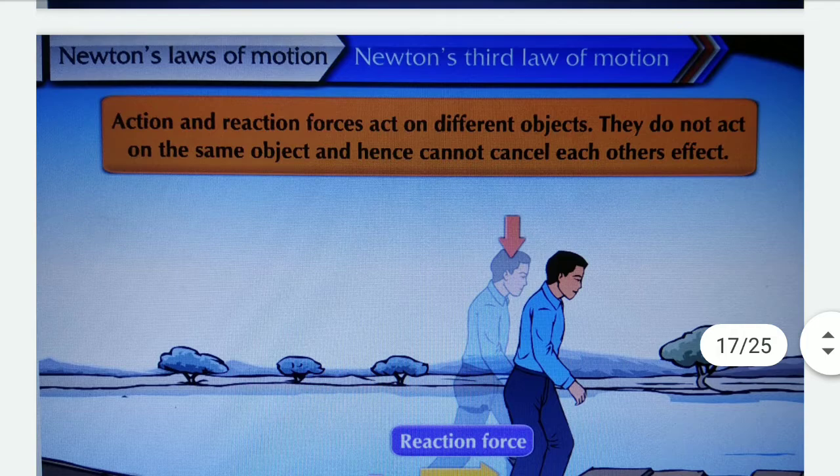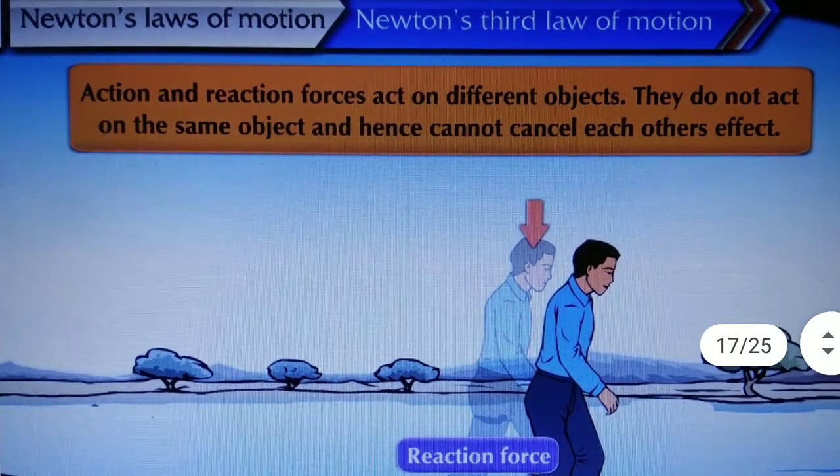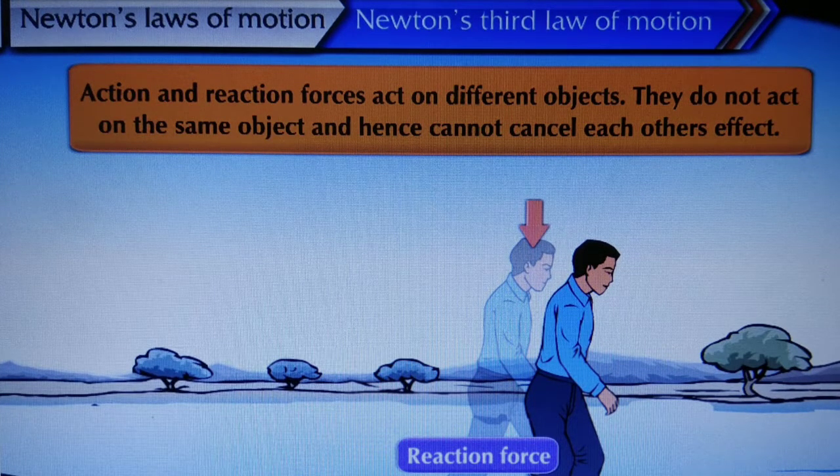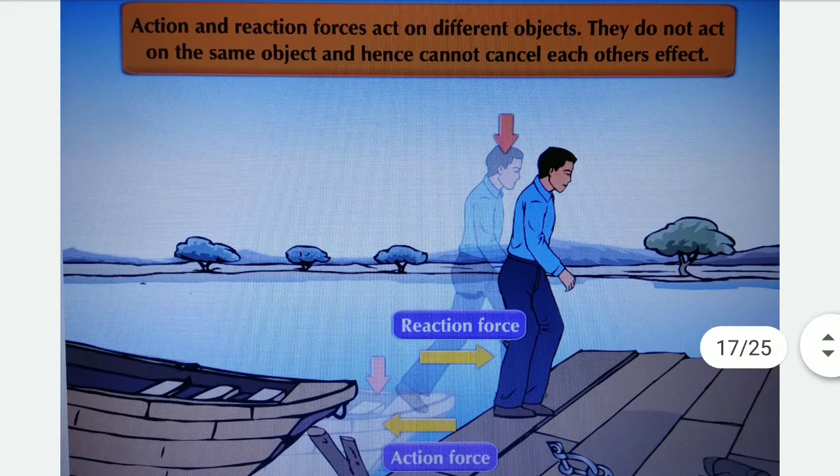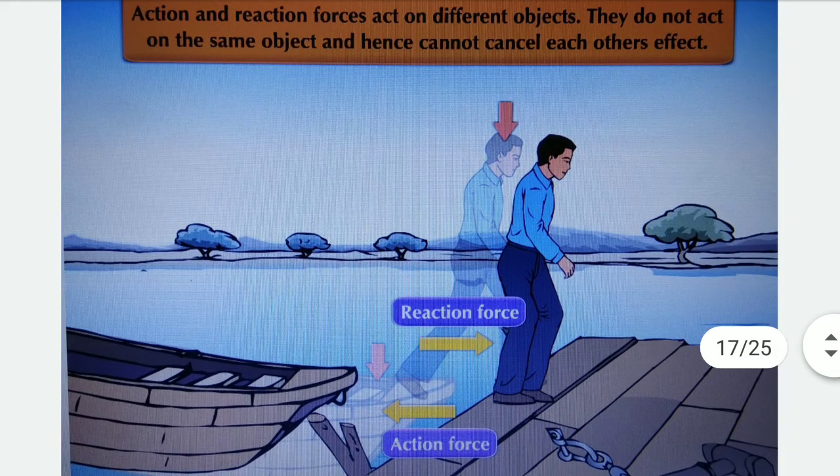Action and reaction forces act on different objects. They do not act on the same object and hence cannot cancel each other's effect. For example, when a person is walking, at the same time the flooring is applying a reaction force on his legs, and that is why he can walk on the flooring.